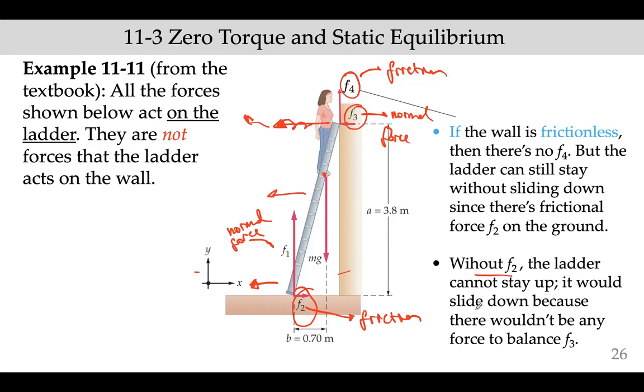But if there's no F2, even if there's F4, the ladder cannot stay up. It would slide down because there wouldn't be any force to balance F3. Remember, for static equilibrium, you need no rotation. You also need the forces on the horizontal and the vertical to be balanced. Now, look at this normal force. It's to the left, on the horizontal. Is there any force here that can balance it? That's only F2, right? There's no other horizontal force that could balance F3. So the only way for this ladder to stay like this without sliding is by means of this friction force F2. If there's no F2, even if you have F4, this will slide and the ladder end will move to the left.